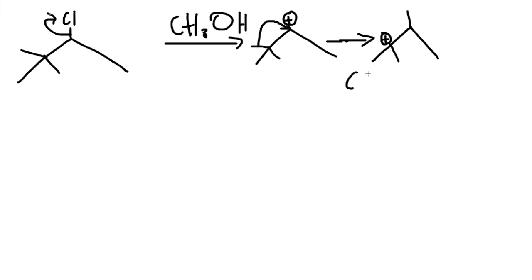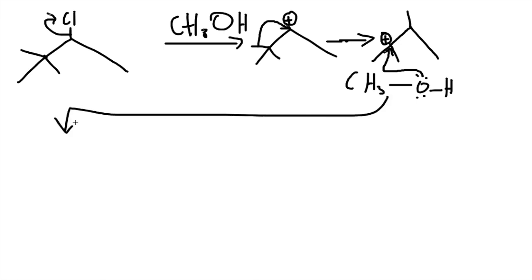Now CH3OH comes in, so the methanol comes in. The oxygen attacks the carbocation from any side. This will give us something like this. Actually, no, it doesn't have 2 lone pairs, but it has 1 lone pair. It has a positive charge. Now to get rid of this positive charge, we bring methanol again.